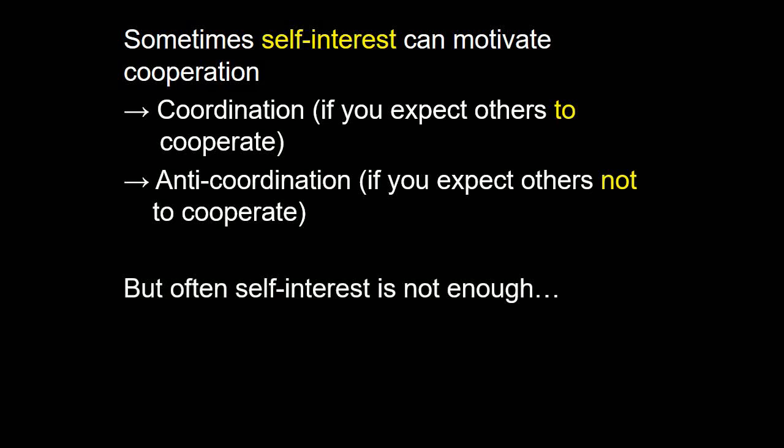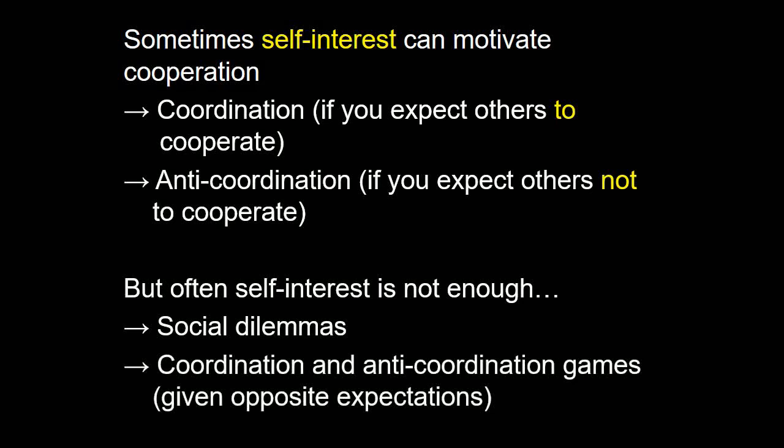But there are also a lot of situations where self-interest isn't enough. For example, anything that's a social dilemma, like a prisoner's dilemma type setup, you're not going to get cooperation through self-interest. And also, even in coordination and anti-coordination games, if people's expectations about what the other person is going to do are wrong, or are particular sets of expectations that lead people to defect, even though it's a situation where there could be some self-interested benefit.